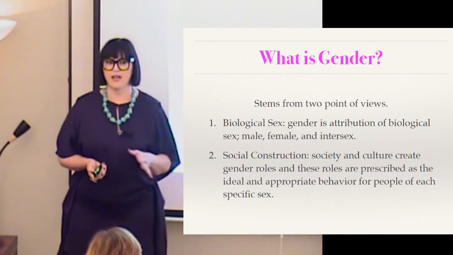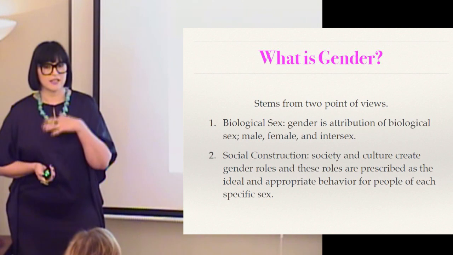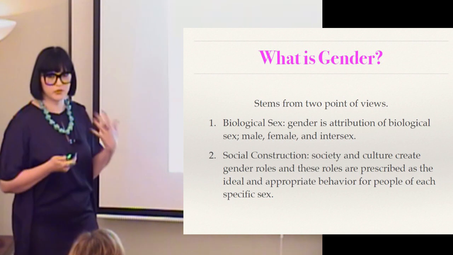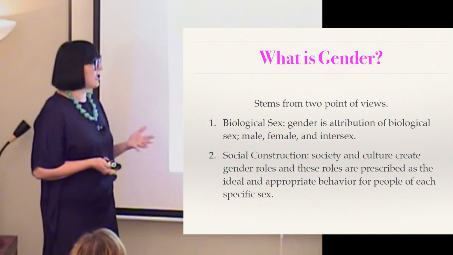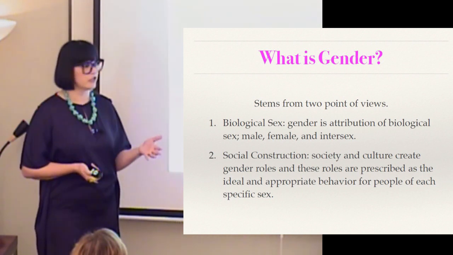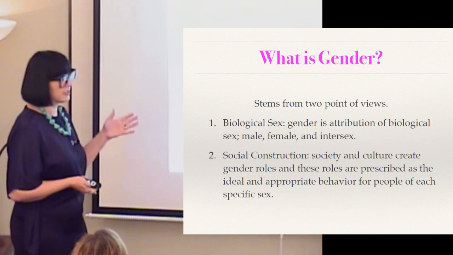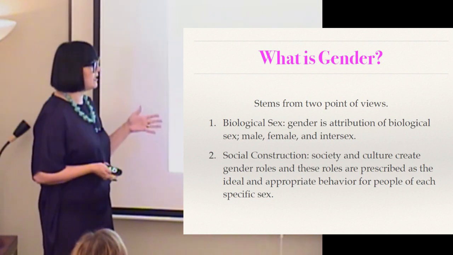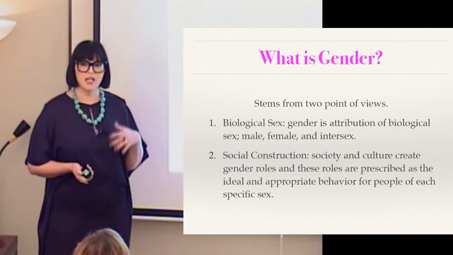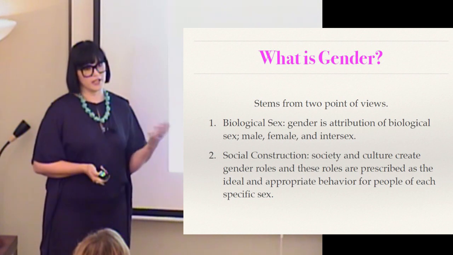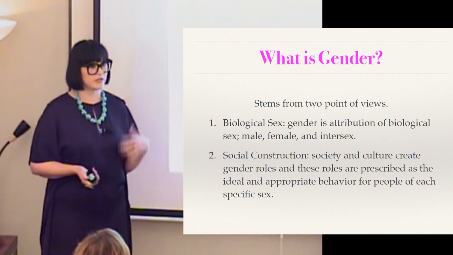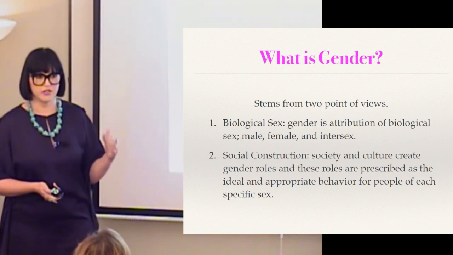So just to briefly outline where this idea of gender stems from. The idea of gender today stems from, one, biological sex. So we're really looking at biology. That gender is an attribution of biological sex, and we have male, female, and intersex. And the second idea of gender stems from a socially constructed view, and that's the view that society and culture create gender roles, and these roles are prescribed as ideal and appropriate behaviors. So basically the idea is that yes, we do have biological variations of gender, but then we also have the socially constructed ideas of what really constitutes male and female, and we layer them on individuals as we go along.